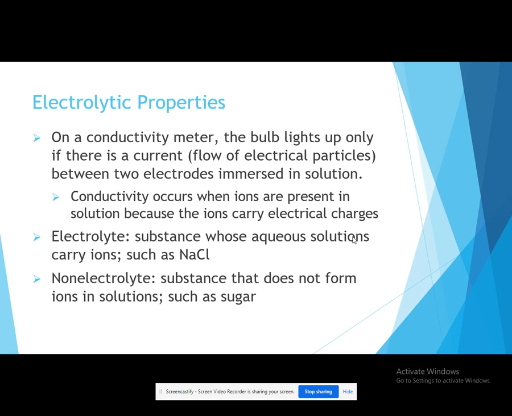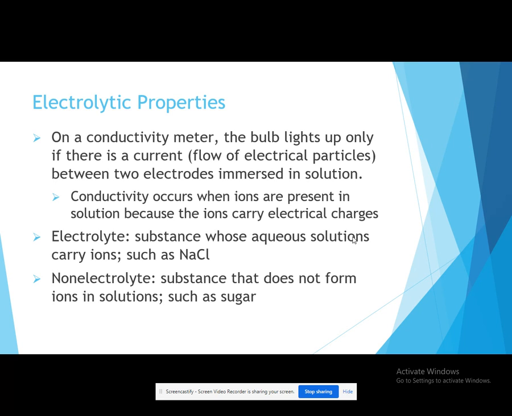But first, we're going to have to talk about electrolytic properties. On a conductivity meter, and if you've never really seen one, we're actually going to be using one coming up in a few days, all it is is just a little device that has two metal ends. And what you do is you stick those two metal ends in whatever solution you want. And if the bulb lights up, there's a current. That means there's some type of electrical current passing through those two metal parts. If it doesn't light up, it's not conductive.